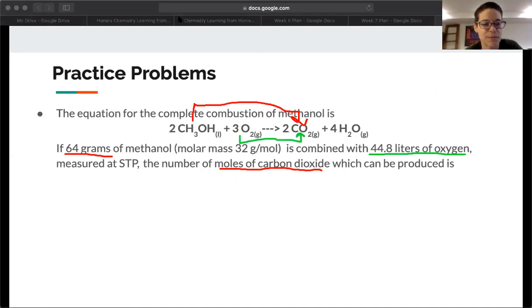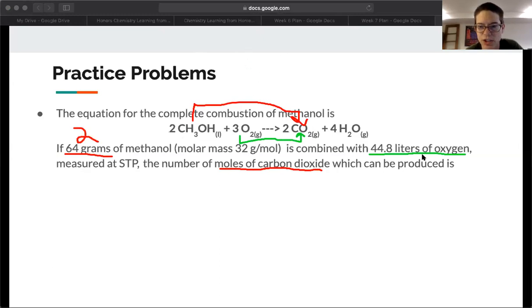But you should easily be able to tell how many moles of methanol you have. They nicely gave you the molar mass. 2. So if I have 2 moles of methanol, how many moles of carbon dioxide am I going to make? 2. So that one's going to give me 2 because it's the stoichiometric ratio.